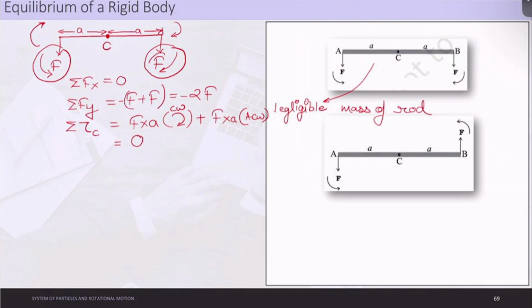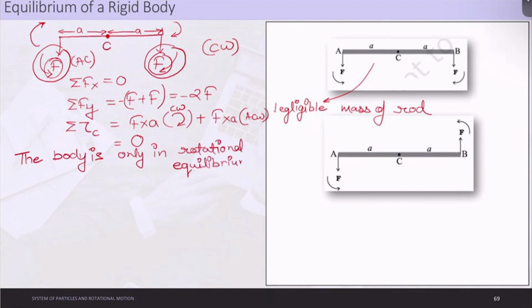As you can see, for this force, what is happening? There's a clockwise movement being applied if we say it from point C. And if we see the same thing for this force, we'll see an anti-clockwise movement being applied. The direction is different. We will have to write plus and minus sign for one of them. And therefore, we can say that the body is only in rotational equilibrium. The body is only in rotational equilibrium. Okay, fine. Moving on more.